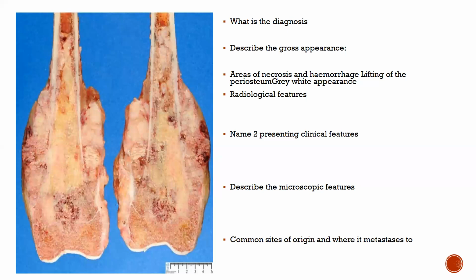Okay, is there anyone who can just point out where the malignancy is in this diagram? Is that the distal femur? Yeah, this is the distal femur. I mean, the whole diagram shows the distal femur.